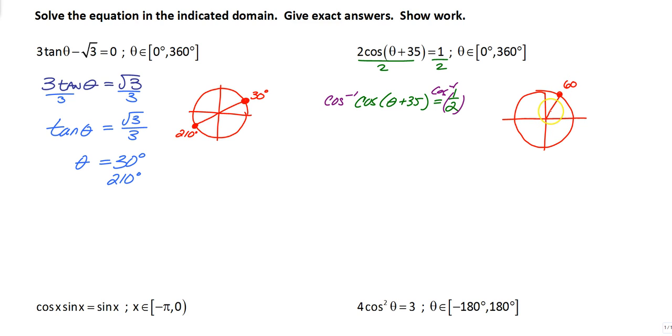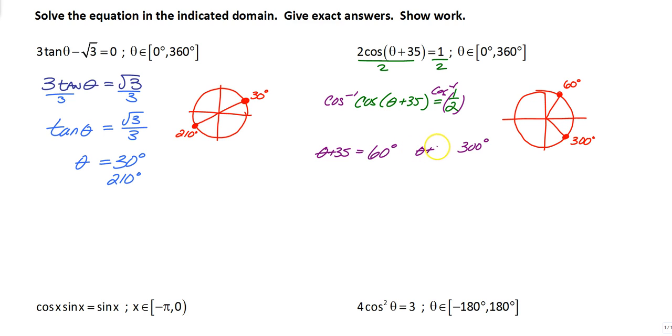Now your second answer, it's cosine. It's positive 1/2. So remember, cosine is positive when x is positive. So our other angle is going to be here. We're not going to use -60 because we have to be between 0 and 360. So if we were to go all the way around, our 60-degree reference angle is going to tell us that this angle is 300. So inverse cosine of 1/2 is going to give us 60 degrees and 300 degrees. But that is what theta plus 35 is equal to because of those parentheses.